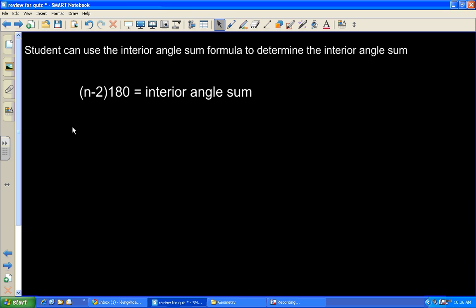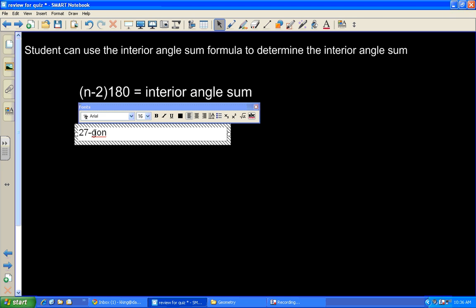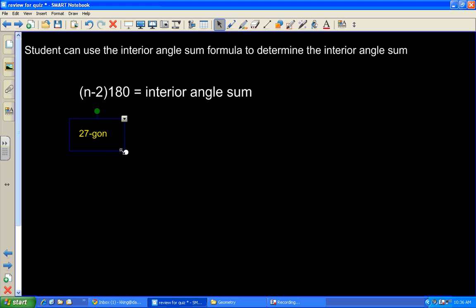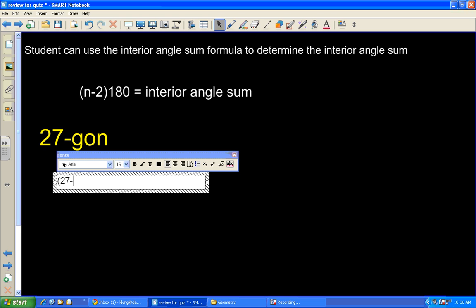So if I simply said, find the interior angle sum of a 27-gon, you do not have to draw this. Guys, I got lots of questions all day today. Oh my gosh, I have to draw that? No, you don't have to draw it. I would say draw it if I wanted you to draw it. If all I want you to do is find the interior angle sum, you're just going to plug into your formula. So 27 minus 2 times 180, and you would figure out what that equals.